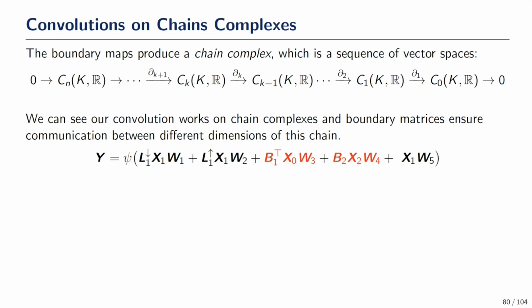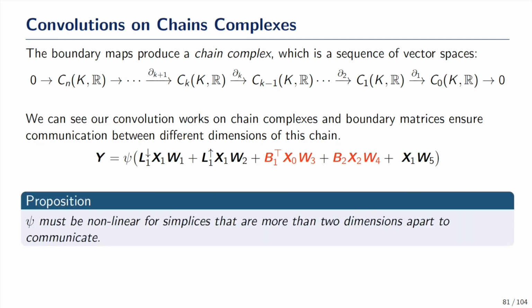And what these boundary matrices are doing, which I highlighted here in red, is they move information up and down this chain, right? Because the boundary moves features from the vector space above you and the one below you. So that's what's going on. Essentially we can see these as convolutions on these chains.